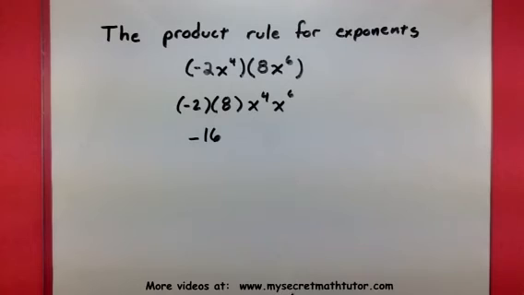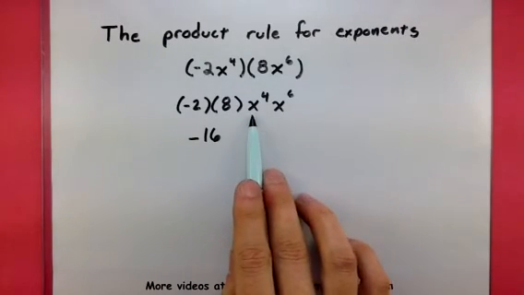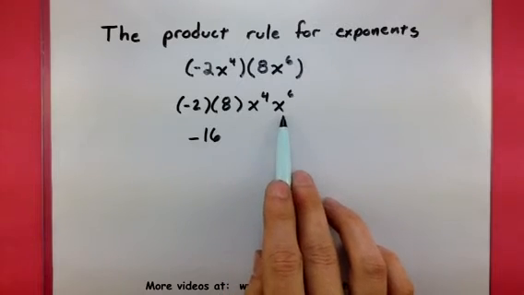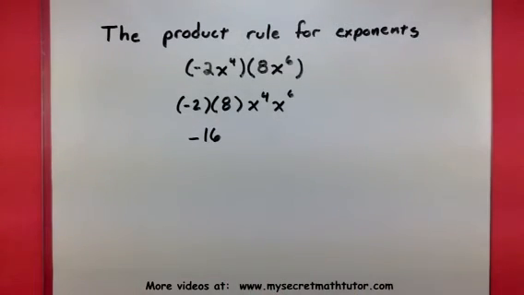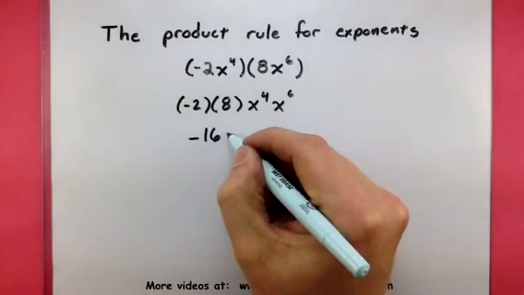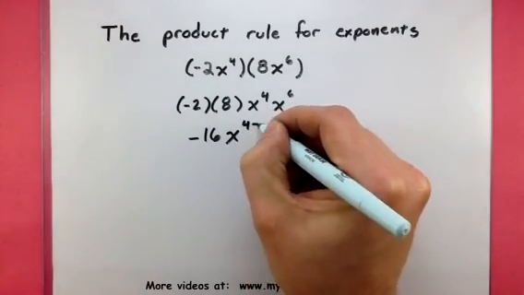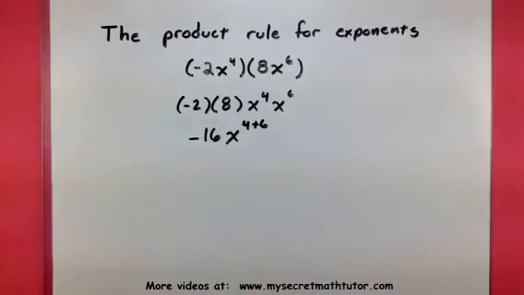Here's what the product rule says. When you are multiplying two expressions that have the same base and they have exponents, then you basically just need to add those exponents together. So to handle this last part, I'm going to take x raised to the power of 4 plus 6. So you can see I've just added these exponents.